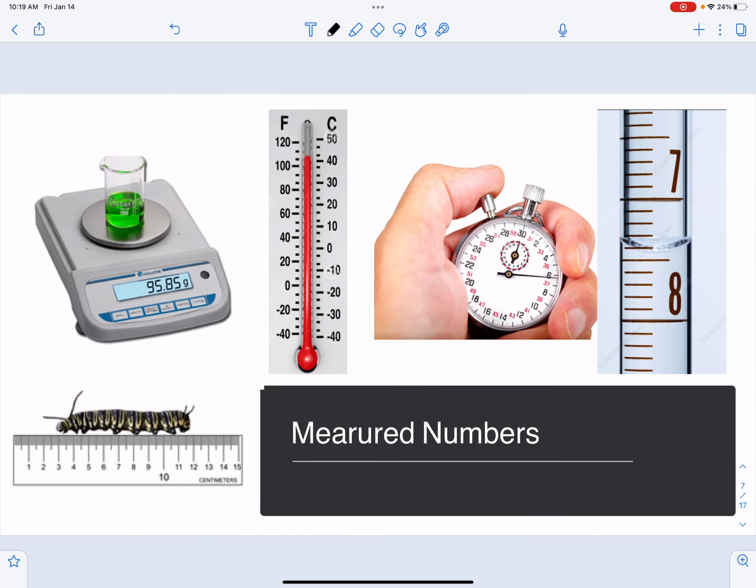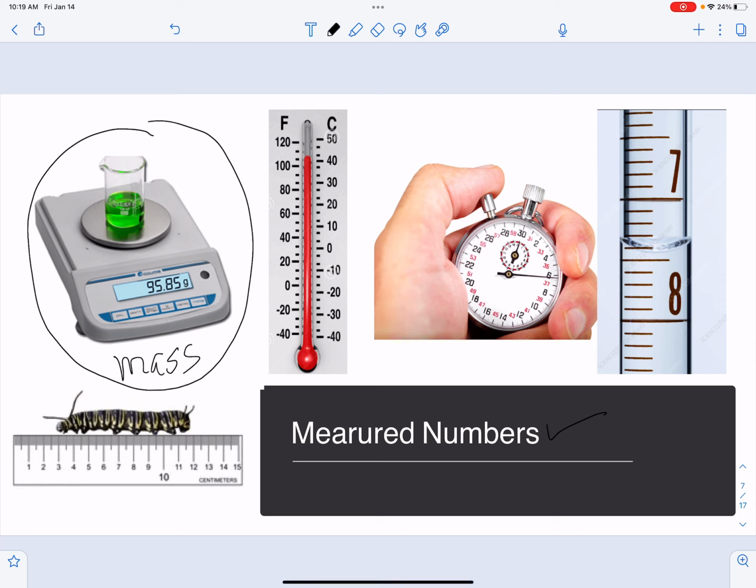Second objective, measure numbers. So we're going to work now with measure numbers. What are measure numbers? Those are numbers that we get from something that we measure with an instrument. For example, on this first one, I'm measuring the mass of that liquid on a scale. So that's a measure number. It's telling me that this mass measures 95.85 grams. So this will be a mass.